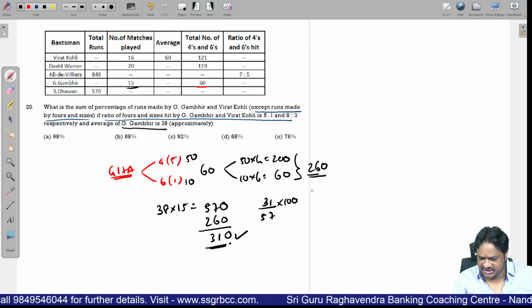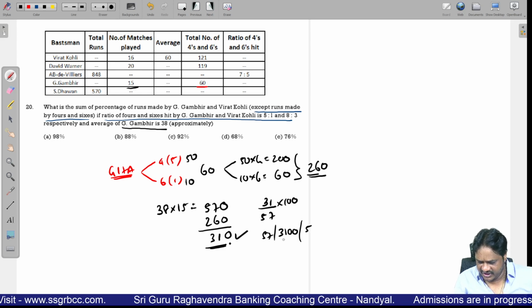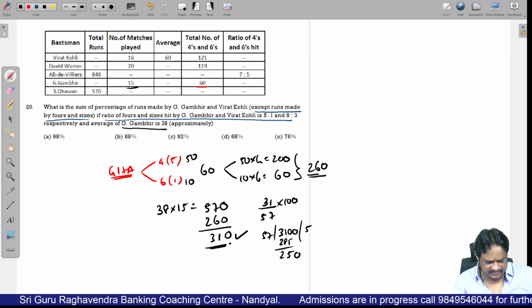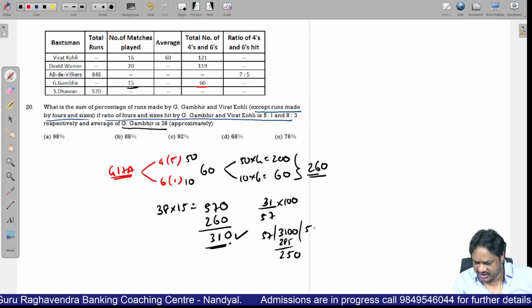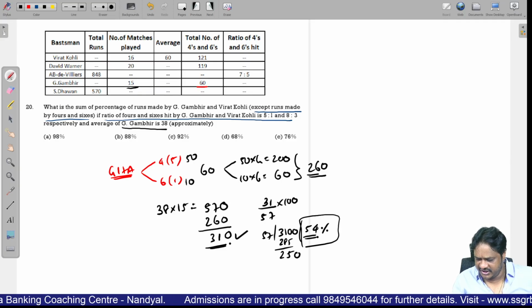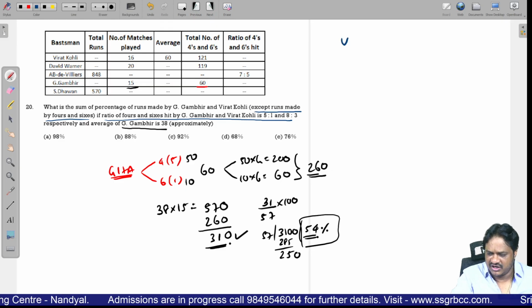Let us do this calculation. 3100 divided with 57. 57 fives, 285. Again we will get 250 something. So again we will get approximately 4. So it is 54%. 54% for Gautam Gambhir. Now we have to calculate Virat Kohli.